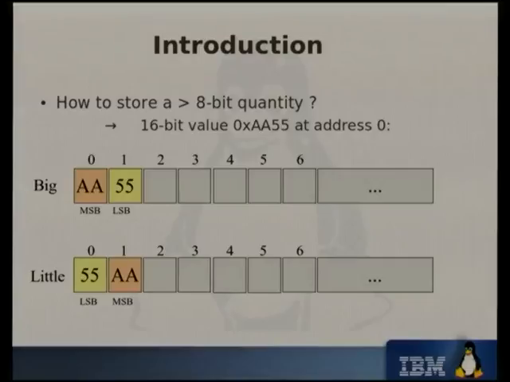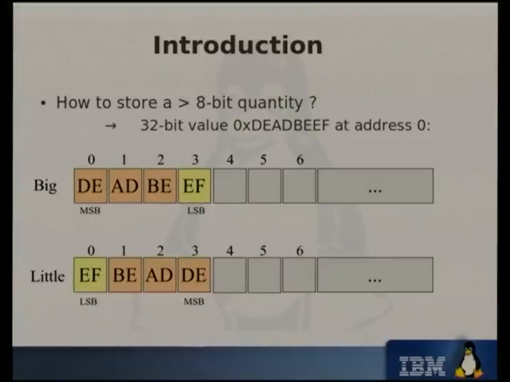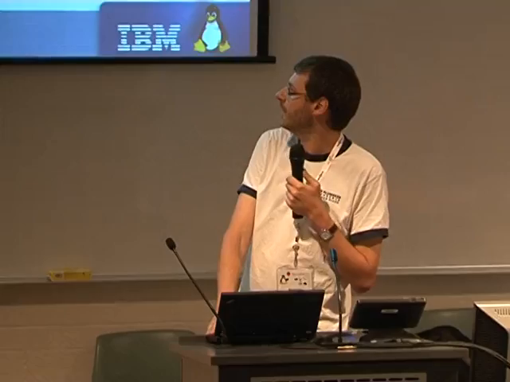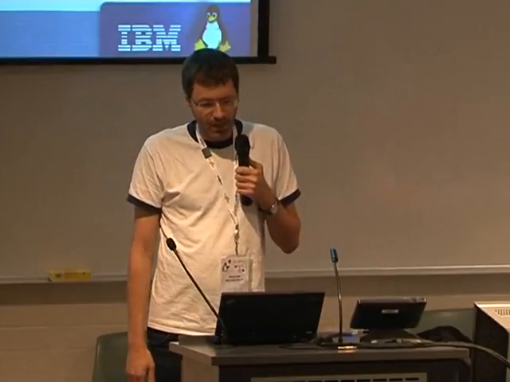And you can see on Big Endian, the convention is to store the most significant byte first. On Little Endian, the least significant byte first. Similarly, when you store a 32-bit piece of information, you're going to store the bytes from the most significant to the least significant on Big Endian, and from the least significant to the most significant on Little Endian. So far, it's fairly classic, and most people are reasonably aware of what's going on.